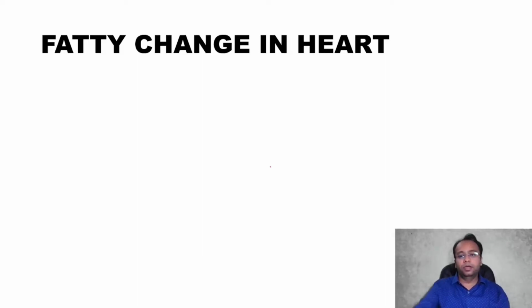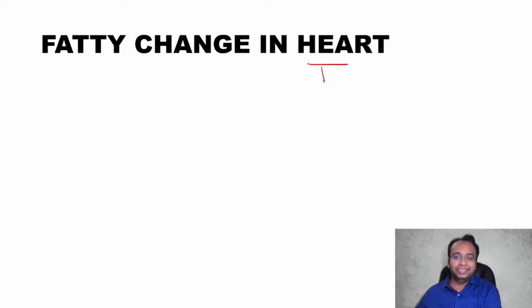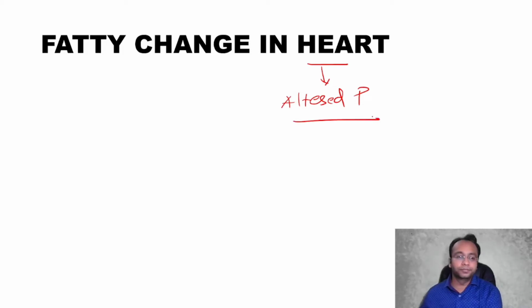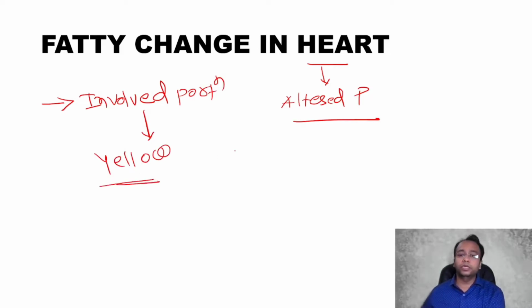All right. Now, fatty change in the heart. So, in the heart, usually fatty change occurs in an altered pattern. Now, what is this altered pattern? Let me teach you in detail. So, if there is a fatty change in the heart in the altered pattern, then there will be two portions in the myocardium. One is the involved portion by fatty change. An involved portion will look yellow color. Because of fatty change, it will look yellow color.